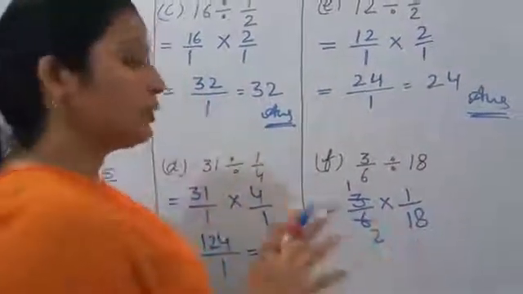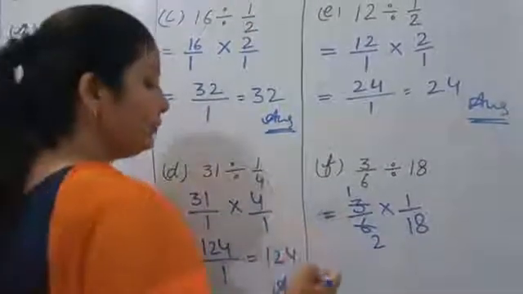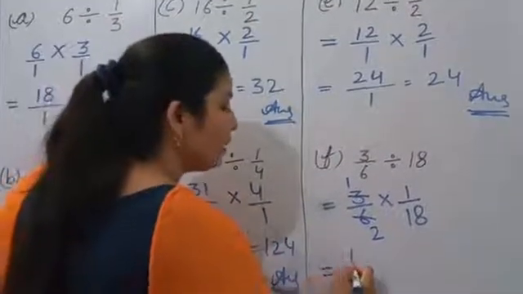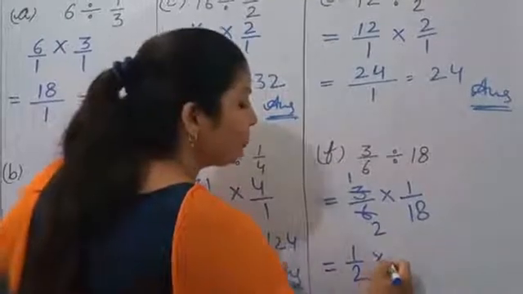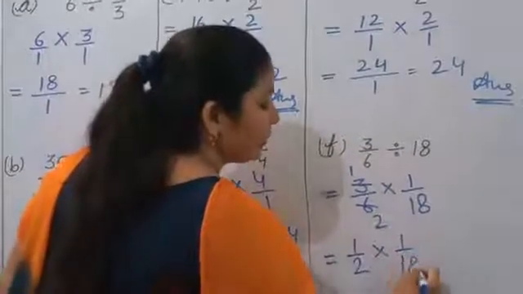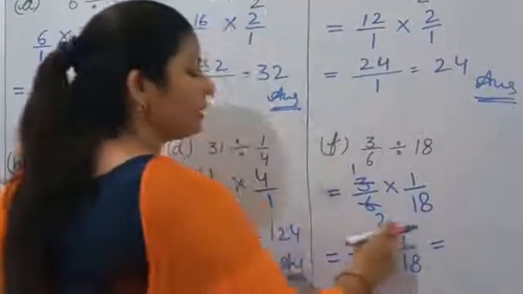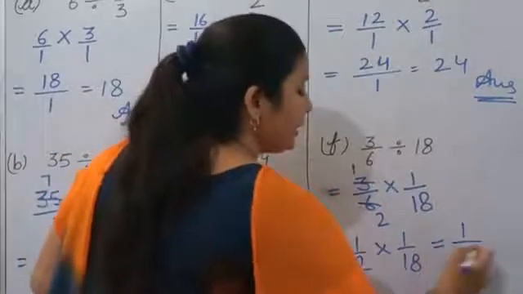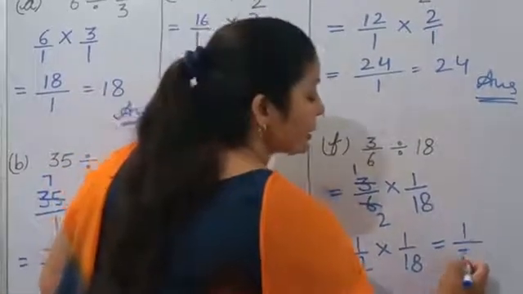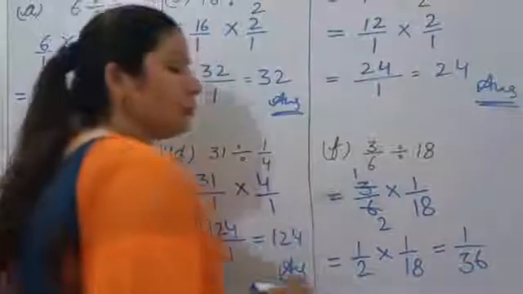As you wish, you can cancel anywhere. Now 1 upon 2 multiply by 1 upon 18. Now numerator multiply by numerator. 1 ones are 1 and 18 2s are 36. Now it's 1 upon 36.